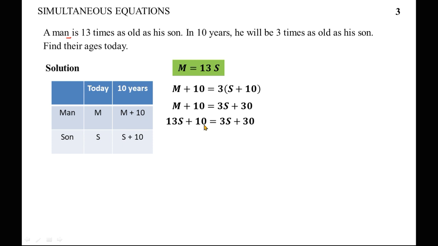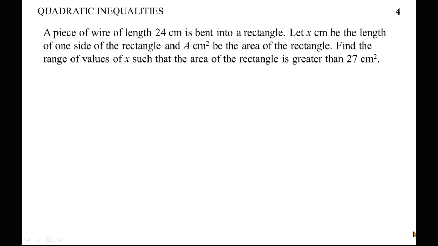13s plus 10 equals 3s plus 30, by multiplying 3 inside the bracket. By collecting the like terms, we obtain 13s minus 3s equals 30 minus 10. 10s equals 20, s equals 2. So the age of the son today is 2, and the age of the man today is 26.